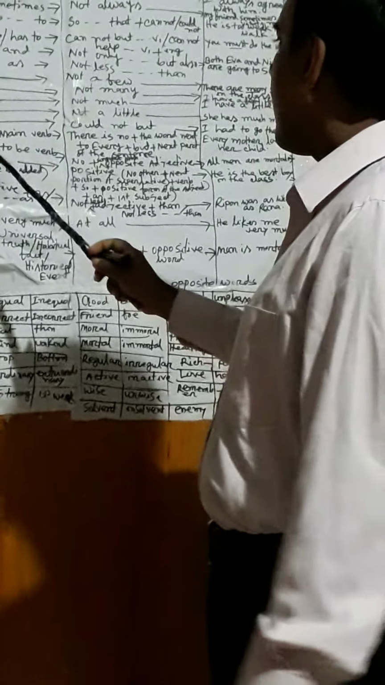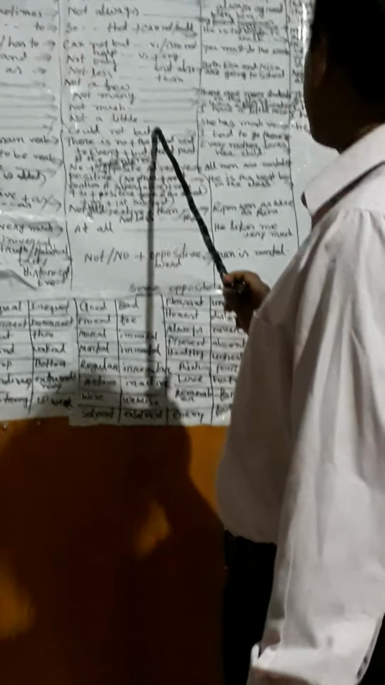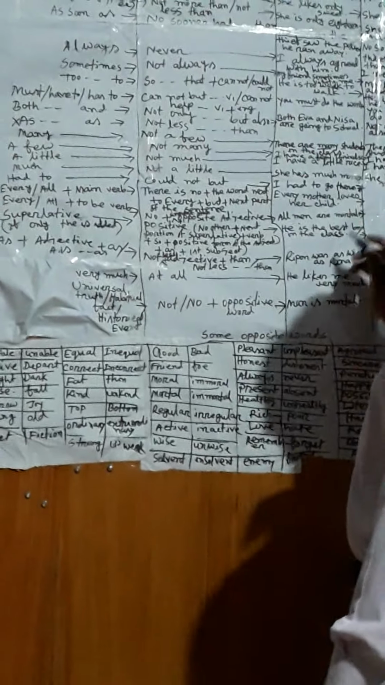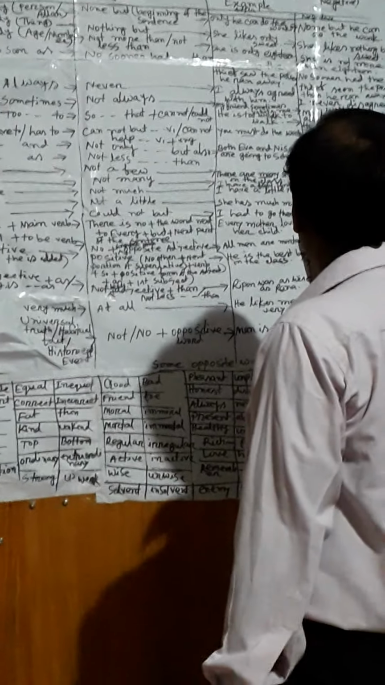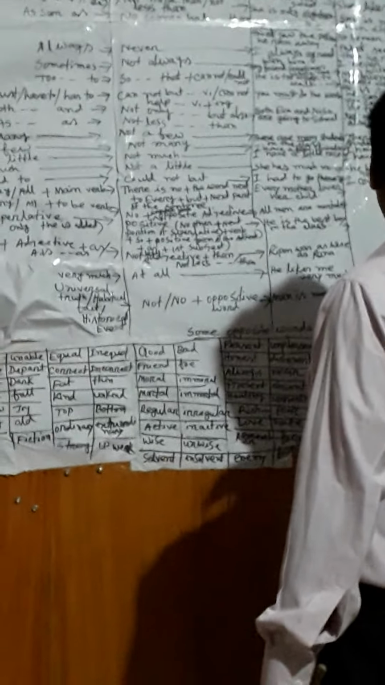Next, if you find had to in an affirmative sentence, then you have to use could not but V1 in a negative sentence. Now look at the example. I had to go there. Here you find a word that is had to, and you have to use could not but instead of had to if you want to turn it into a negative one. So the answer will be I could not but go there.